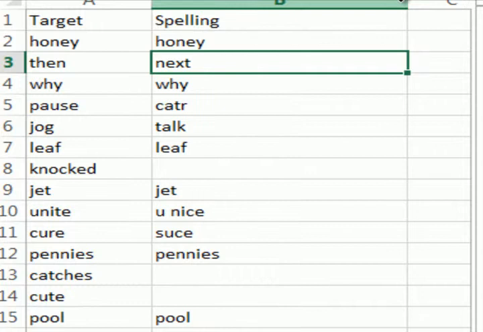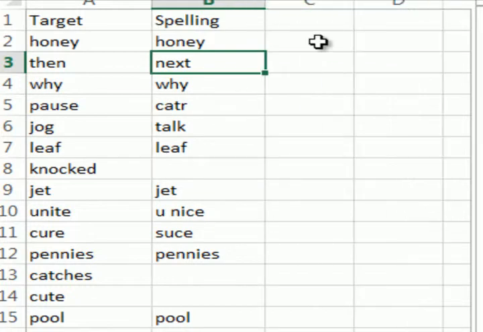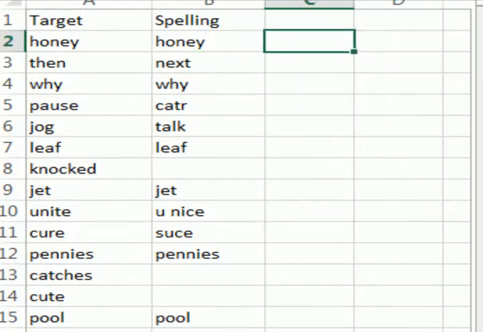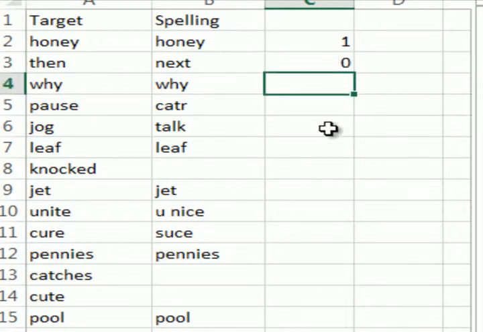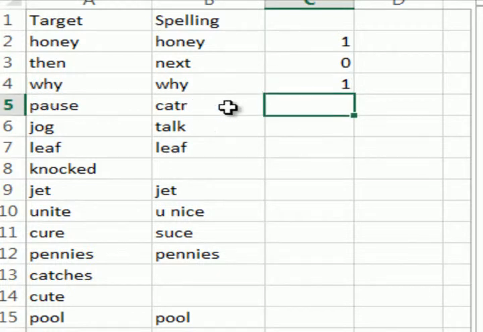So what I actually do is I have a column and I say, all right, that one was analyzable, I put a 1, and this one is not analyzable. There's not sufficient correspondence between the spelling and the target to include it in my analysis. So I put a 0. Why? That's close, so I put a 1. It's correct. Again, here's pause, and the child spelled it C-A-T-R. Again, makes no sense, so I put a 0.